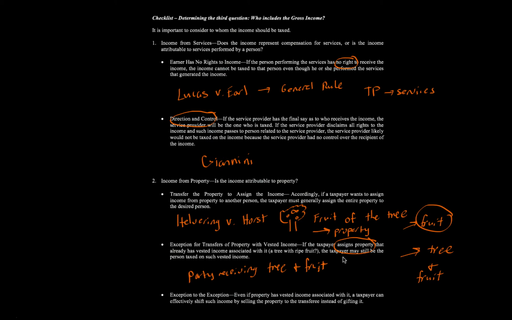Now there's an exception to this rule that says even if the property has vested income associated with it, a taxpayer can effectively shift such income by selling the property to the transferee instead of gifting it. So the issue becomes, if we give this tree and there's already ripe fruit on the tree, maybe that fruit ripened while the original owner had the tree. And therefore, while it was ripening, it should be taxable to the original party, even though it was transferred. However, a way to get around this is by selling it instead of transferring or gifting it.